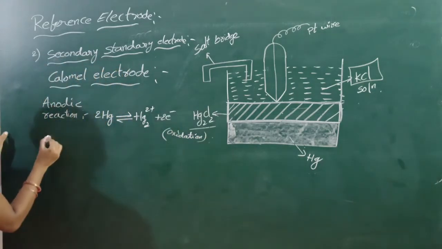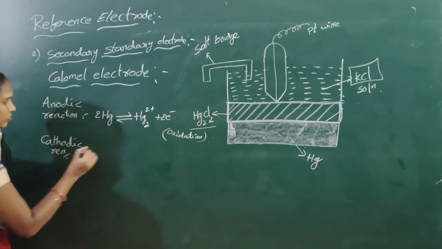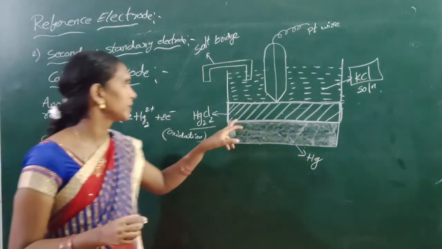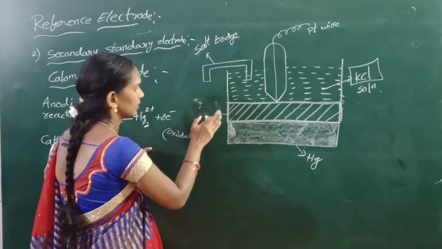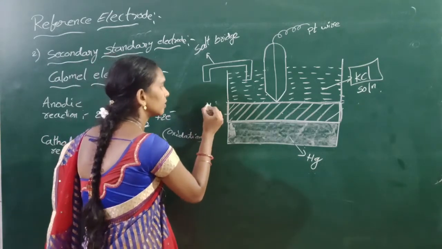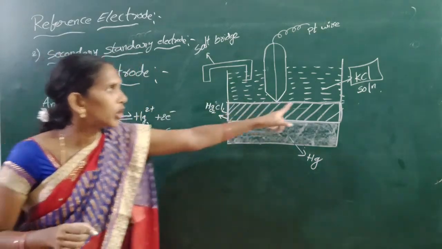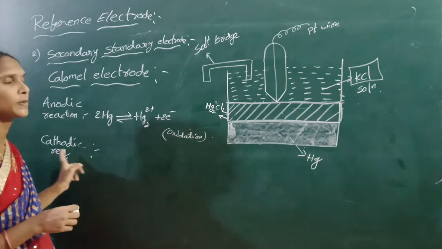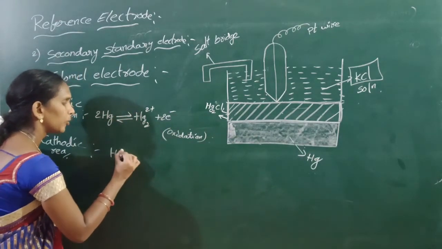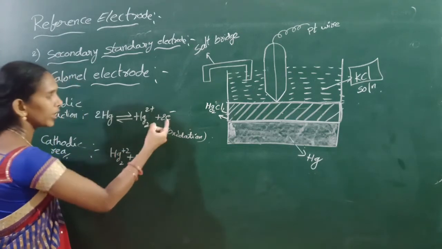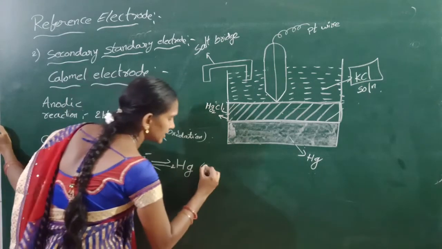Next, the cathodic reaction. In the cathodic reaction, this electrode undergoes reduction. That means Hg2 2+ plus 2 electrons gives rise to 2 Hg. This is reduction.